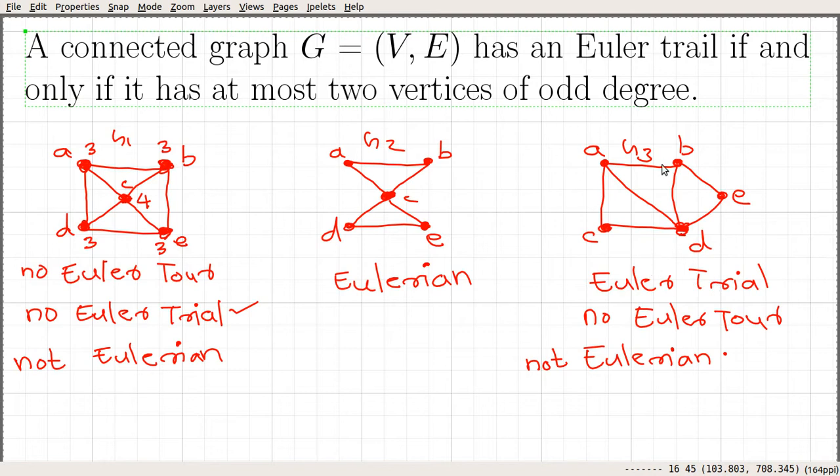Let's see why that is the case. Here the degree of A is 3, degree of B is 3, degree of C is 2, degree of D is 4 and degree of E is 2. So here we have exactly 2 vertices of odd degree, and this statement says at most 2 vertices. So this graph must have an Euler trail. Let's trace out that Euler trail in this graph.